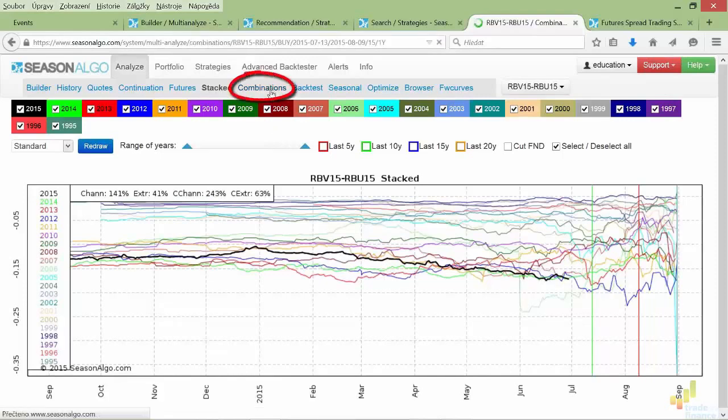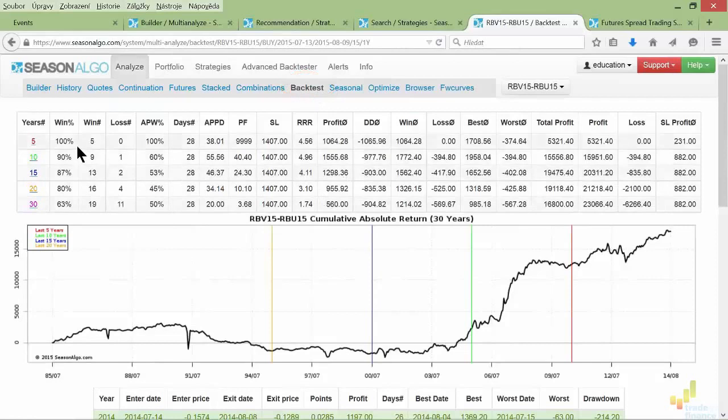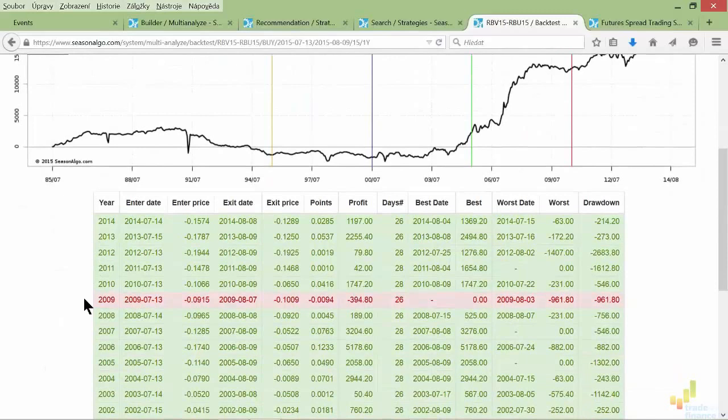Then here we have combinations of different legs. So the black one is our spread, but the other ones are different combinations of different expiration months. Then we have a backtest of this particular spread, and we can see that over the last 5 years it was 100% profitable. And in the history of 10 years, there was only one losing trade. And we can see, for instance, what was the average profit per year. Here is the risk reward. And here we have the backtest year by year. So we can see what was the loss in the losing year.